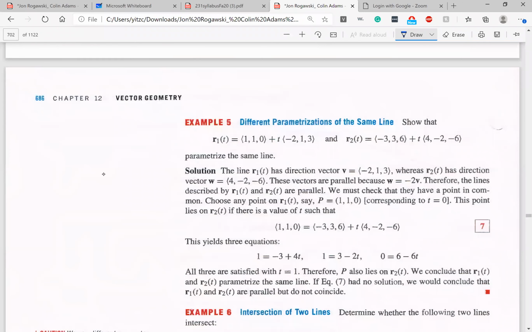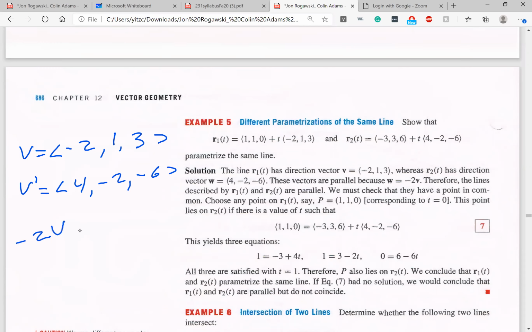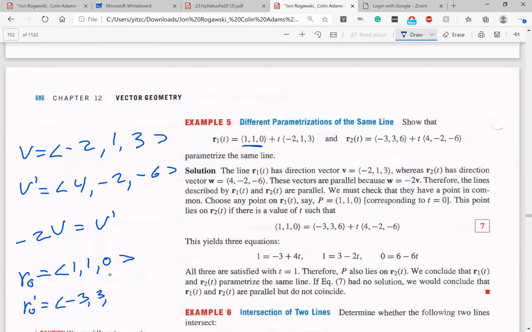So over here we have this V. So V is equal to -2, 1, and 3. And V prime is equal to 4, -2, and -6. So if you look at -2V, you're going to get V prime. So they are parallel. So that's fine. So now, my R naught is equal to 1, 1, 0. And my R naught prime is equal to -3, 3, and 6.